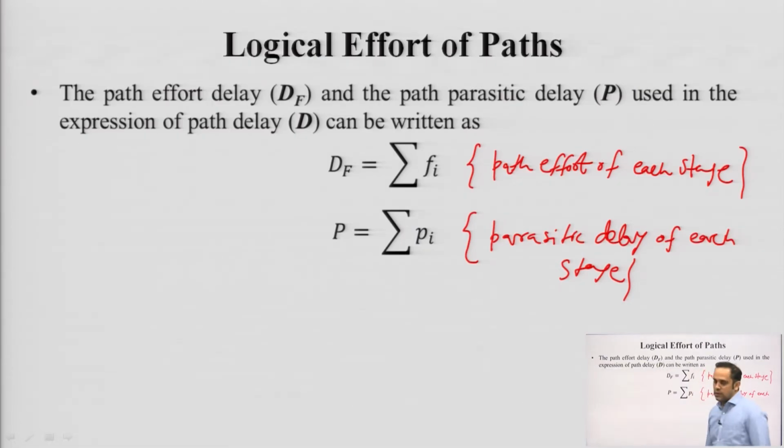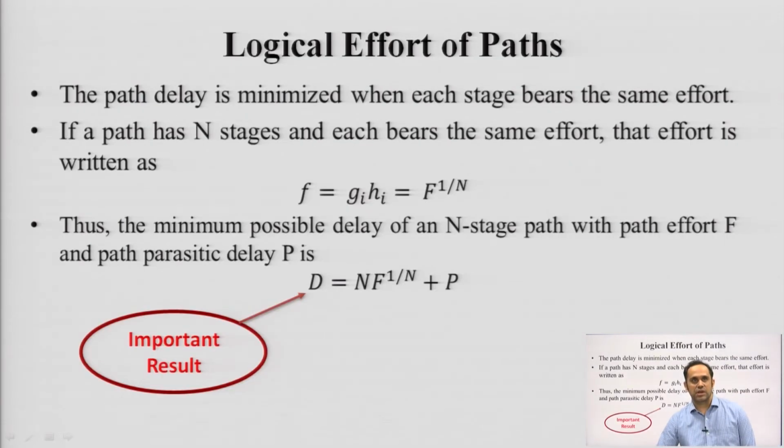Right. And then when you summate them, you add them together, you are going to get the total delay, which was our initial aim. Right. The path delay is minimized. Okay. So, this is a very important result, that the path delay is minimized when each stage bears the same effort. If a path has n stages and each bears the same effort, that effort is written as again the product of individual logical and electrical efforts equal to the path effort to the power 1 by n, where n is the number of stages which you have in the path.